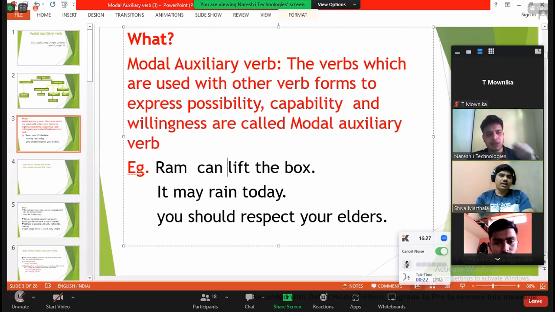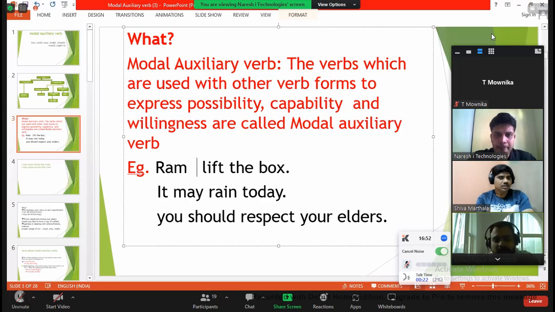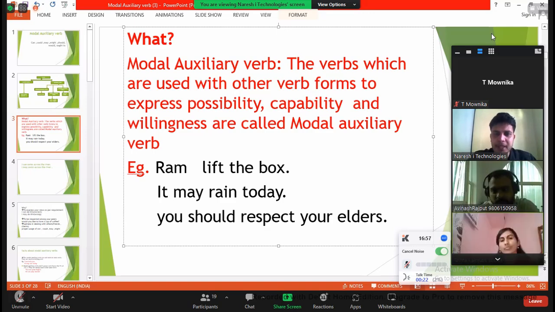Ram able to lift. Okay. Ram, he is able to. Okay. Now what is it? What's the meaning now? Anyone? Sir, whenever we are using can, sir, then it represents a possibility, sir. Come again. Sir, whenever we are using the can modal auxiliary, it represents the possibility.